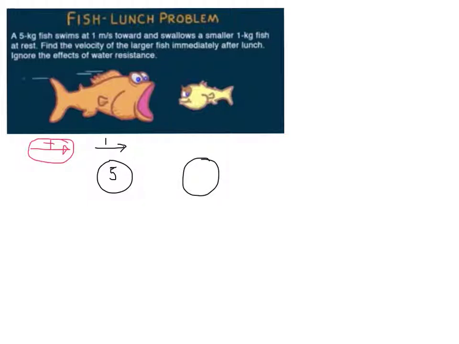There is another fish, a smaller fish, which is 1 kilogram, and it's at rest. It's not swimming along at all, it's just sitting there having a nice day, not for much longer. Afterwards, the big fish eats the small fish, so we don't actually have this situation anymore. The two have merged together into one big fat fish. Let's draw what that looks like. Afterwards we have a mass of 6.